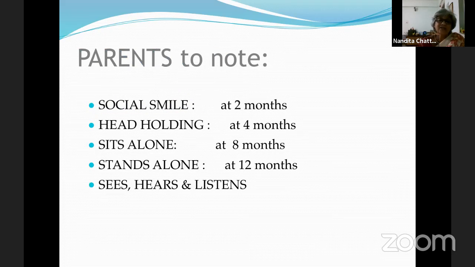Okay. So what can the parents do? The levels of screening are not the same everywhere. For the parents, we expect only 4 things. And sometimes I also tell my students, these are the 4 things you must look at for every patient. Social smile, did it appear at 2 months? Head holding, was it there at 4 months? Sitting alone at 8 months and standing alone at 12 months. Are these 4 present or not? That is important. And can the child see, hear and listen? These are the things we look into.